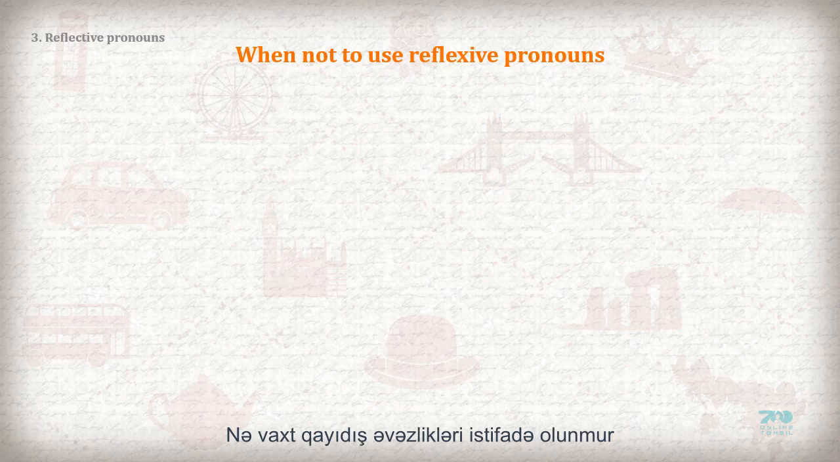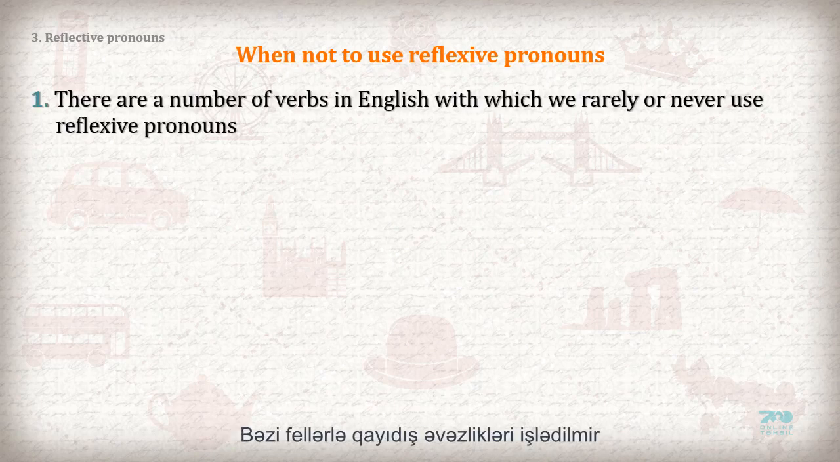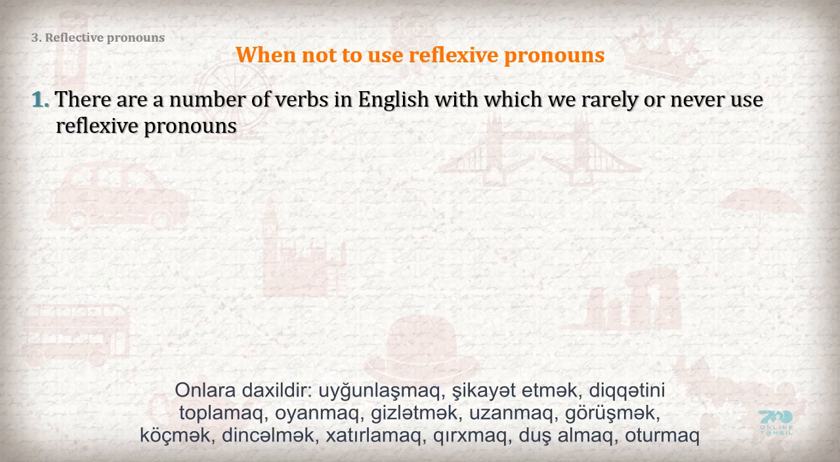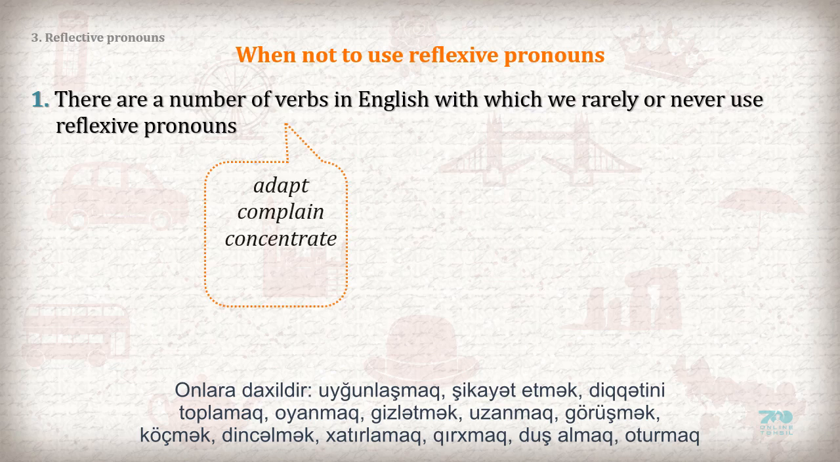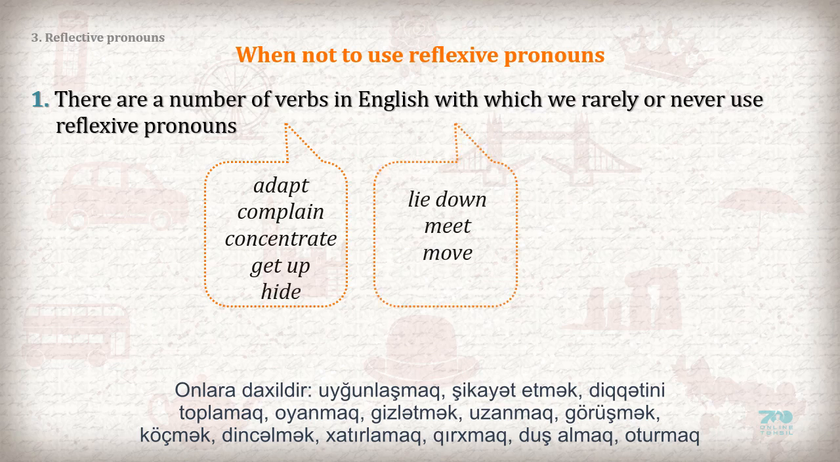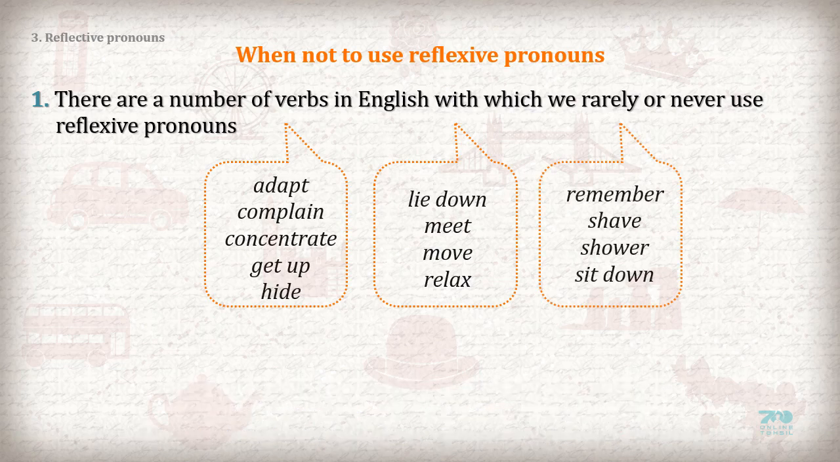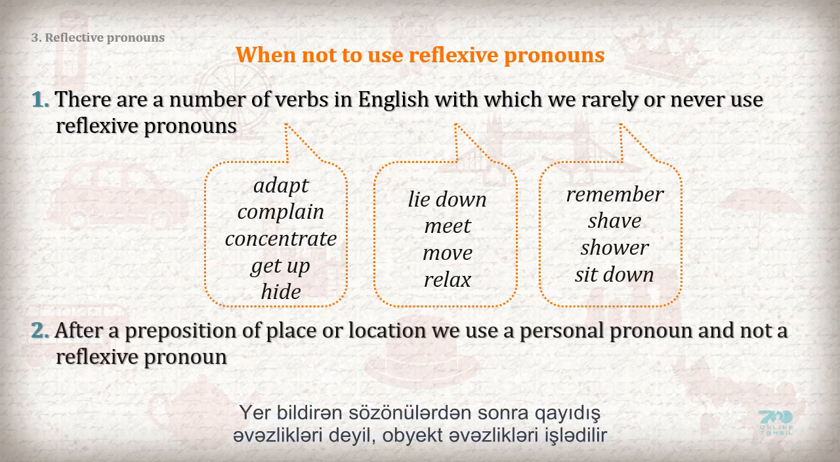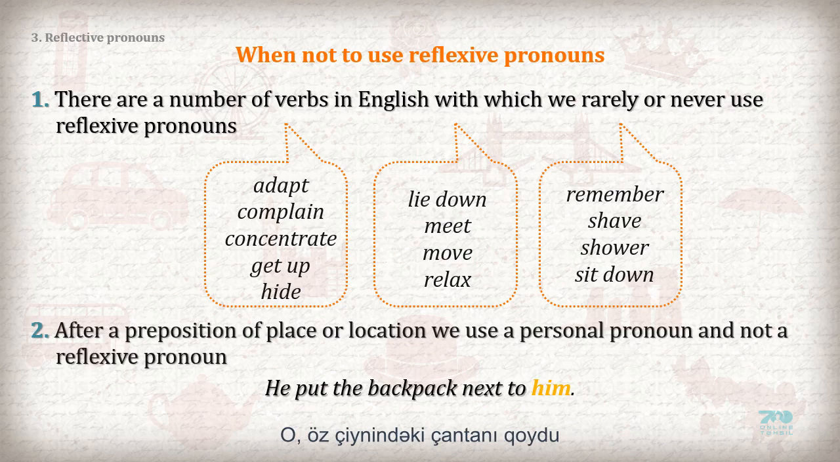When not to use reflexive pronouns. 1. There are a number of verbs in English with which we rarely or never use reflexive pronouns, as they are in other languages. They include adapt, complain, concentrate, get up, hide, lie down, meet, move, relax, remember, shave, shower, sit down. 2. After a preposition of place or location, we use a personal pronoun and not a reflexive pronoun. He put the backpack next to him.